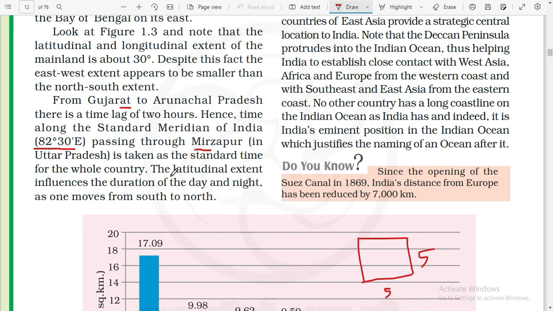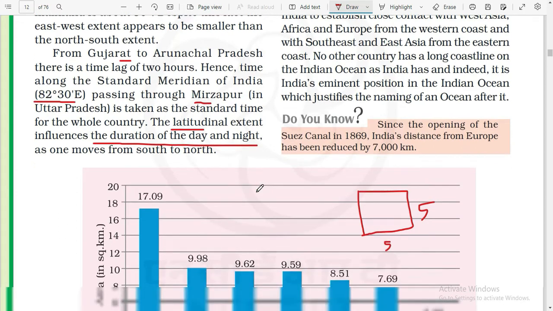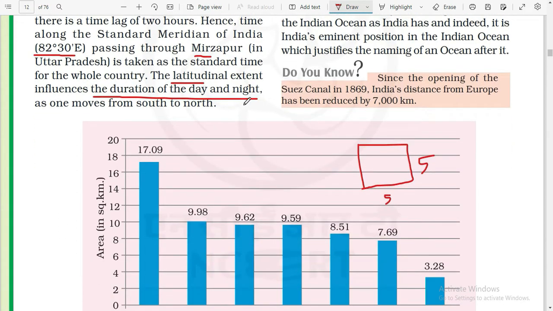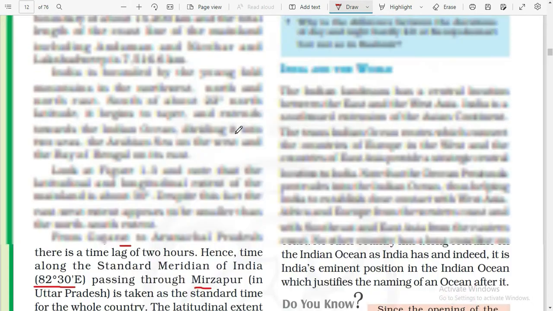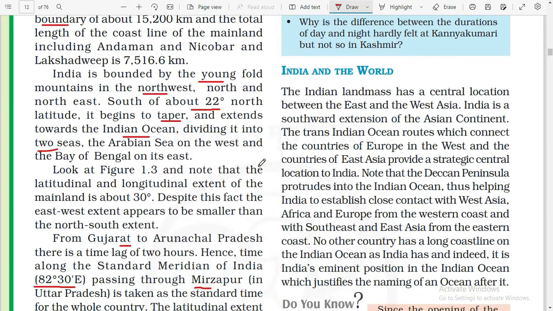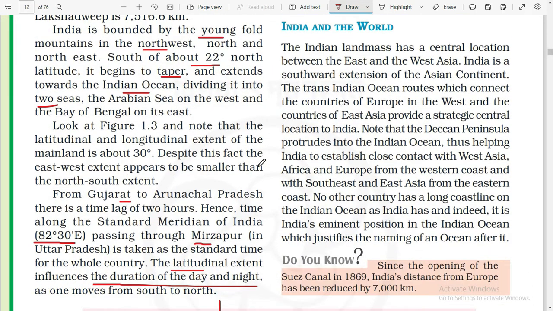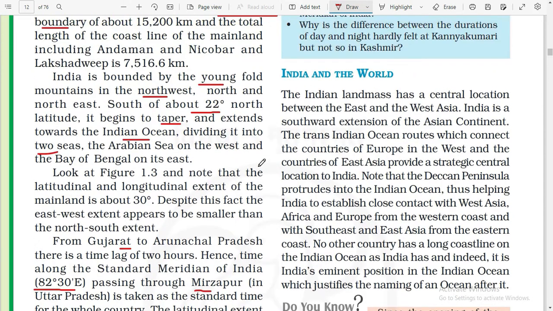The latitudinal extent influences the duration of the day and night. For example, in some places the day may be long, in some places the night may be long. So this latitudinal extent influences the duration of the day and night periods.